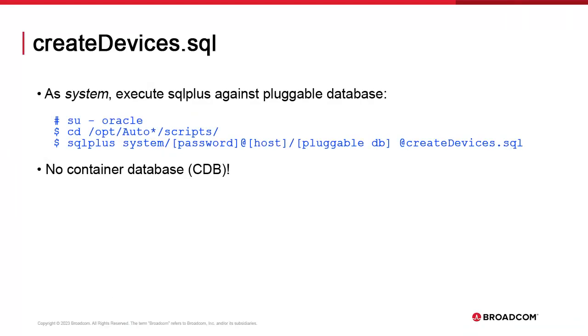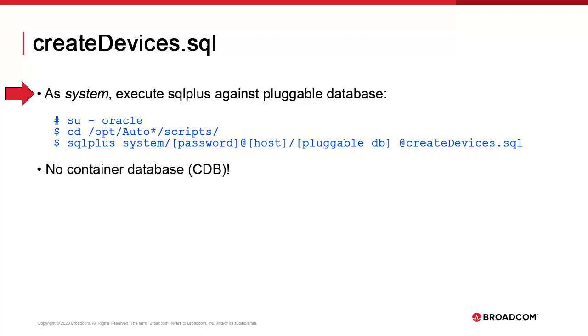We can now execute the scripts, which creates the physical table spaces and the user. We connect with the Oracle account and navigate to the scripts directory. Then we execute the command using the SQL Plus system account. This is the syntax: SQL Plus system / the password @ the host / the name of the pluggable database service we entered in the wizard, space, and the name of the script. You should follow the syntax rigidly.